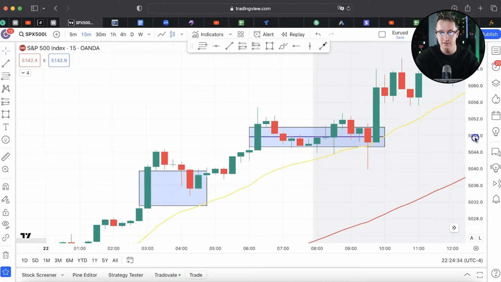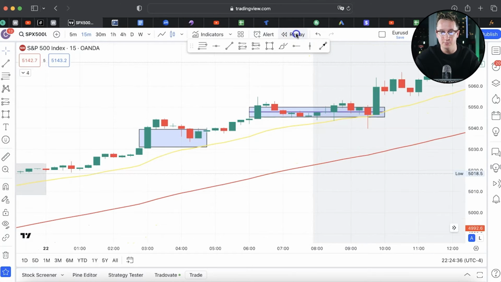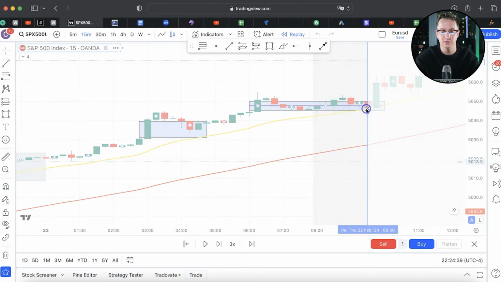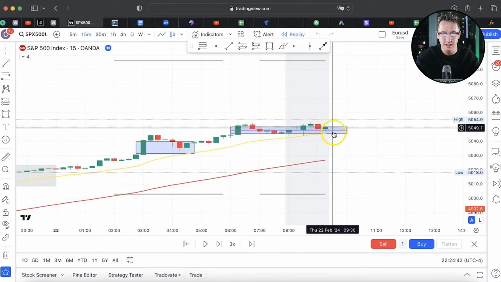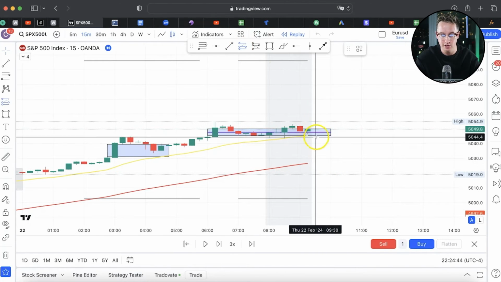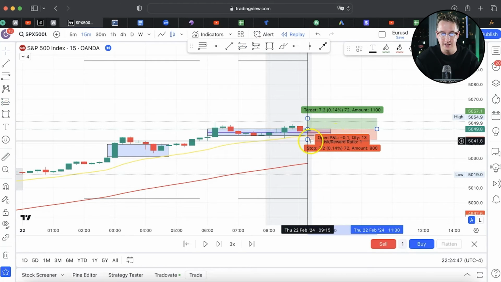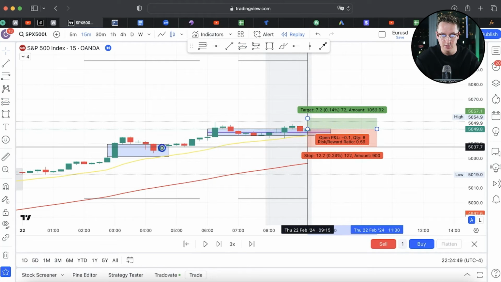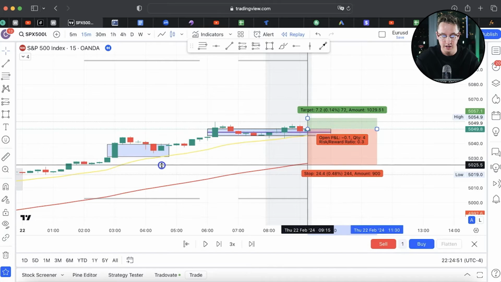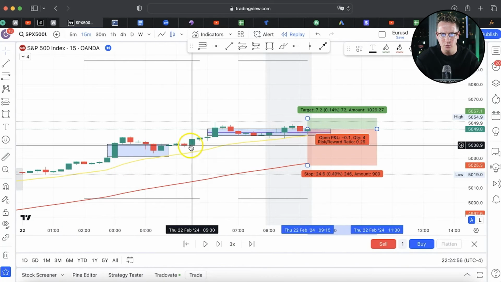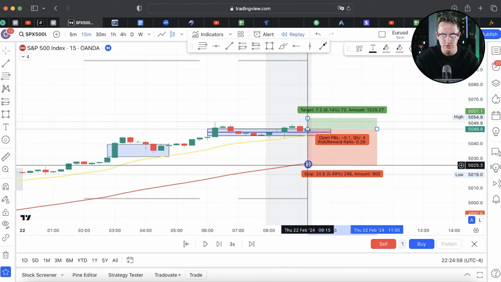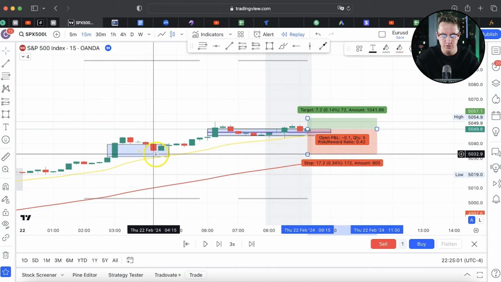So hypothetically, let's pretend that the market open was right here. We're looking at the market like this, and we could see price hit it. We could be looking to go long right here, and then we could have our stops right below this low right here. I like to have my stops a little bit big, but if you want, you could even have it right below here so it's not too big, right below here.